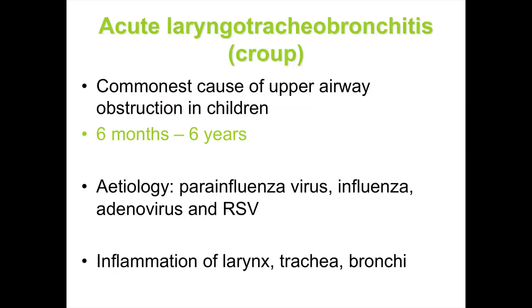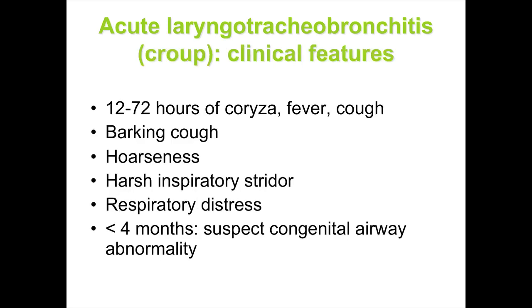Croup is the commonest cause of upper airway obstruction in children. It commonly occurs between 6 months and 6 years. It is viral in nature and can be caused by parainfluenza, influenza, adenovirus, or RSV. It is characterised by inflammation of the larynx, trachea, and bronchi. It can be recurrent at night in atopic children and is then designated as spasmodic croup.